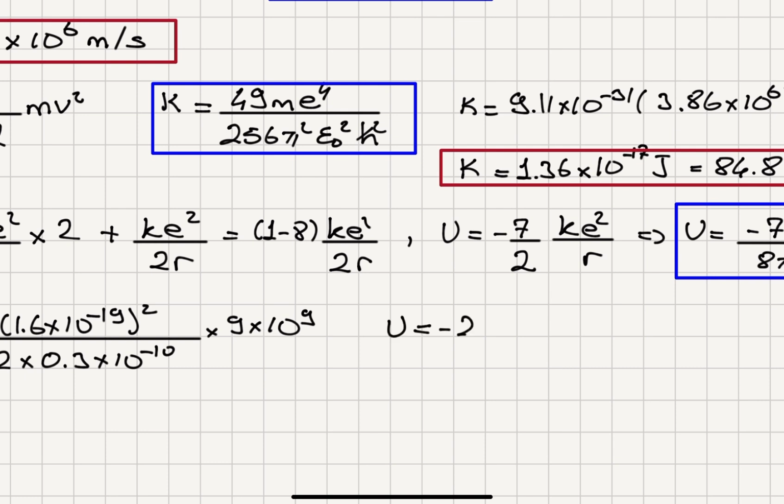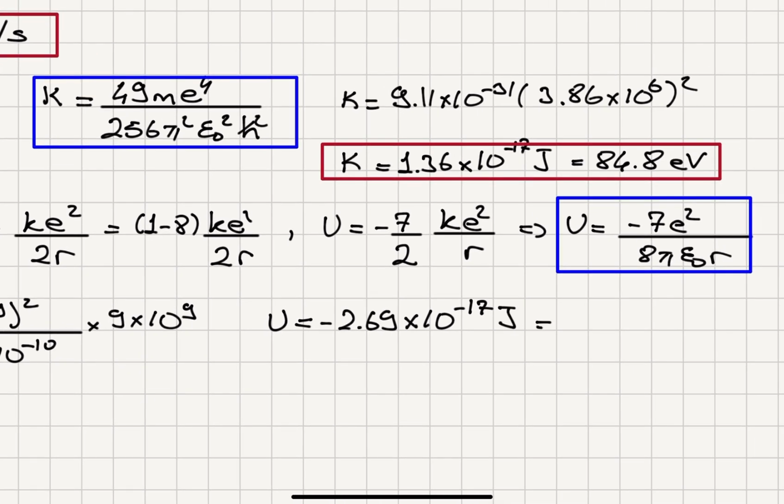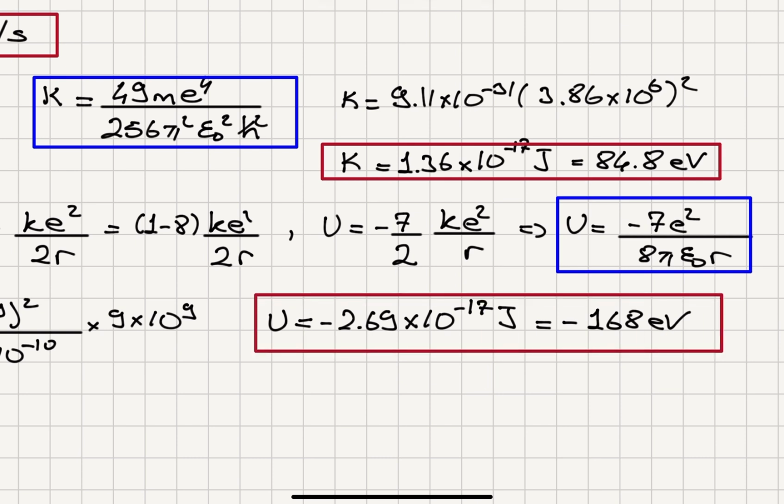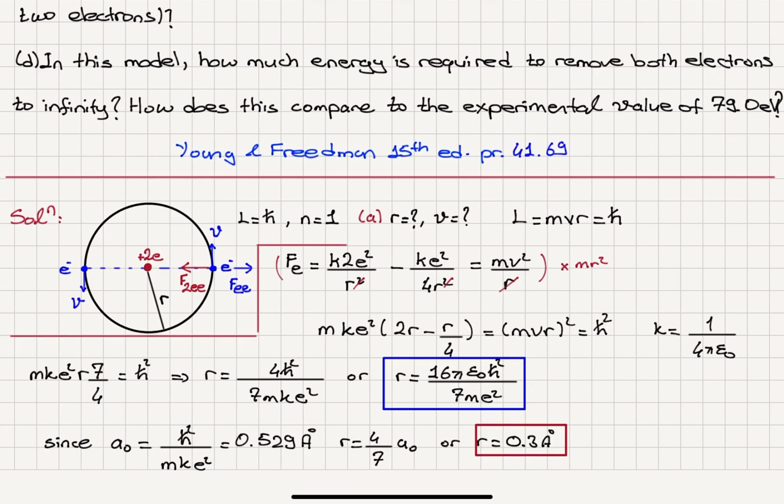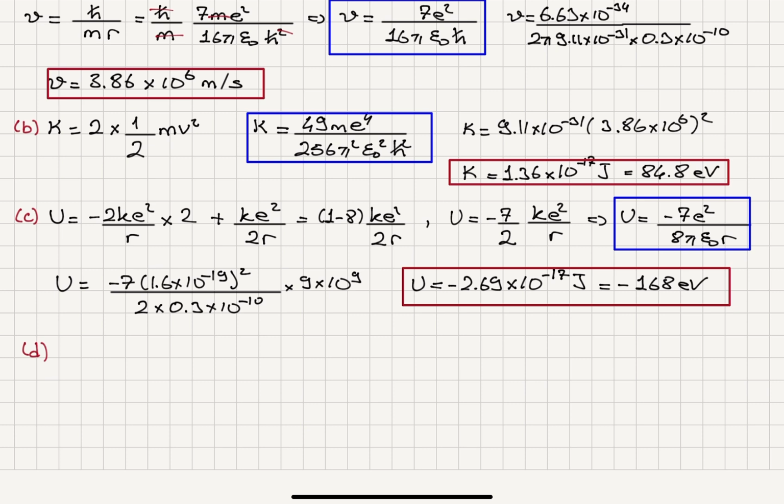That gives us a potential energy of minus 2.69 times 10 to minus 17 joules. If I divide it by the electron charge, 1.6 times 10 to minus 19 coulombs, this is minus 168 electron volts. That's the total potential energy of the system. Part D, in this model, how much energy is required to remove both electrons to infinity? How does this compare to the experimental value, 79 electron volts?